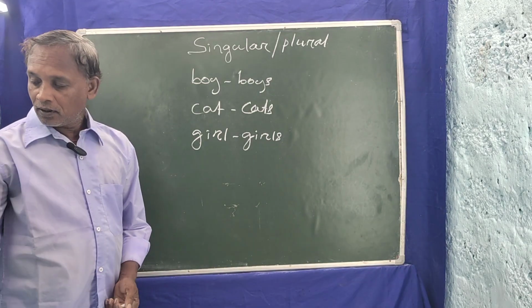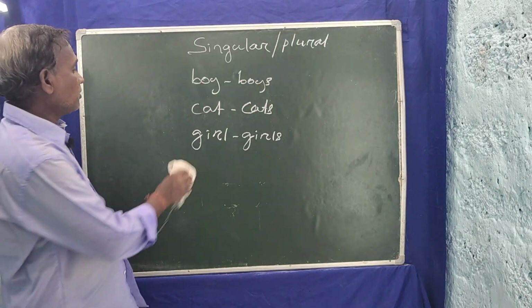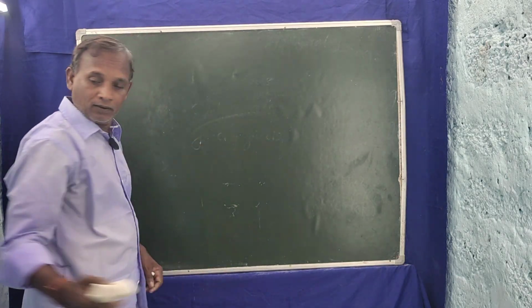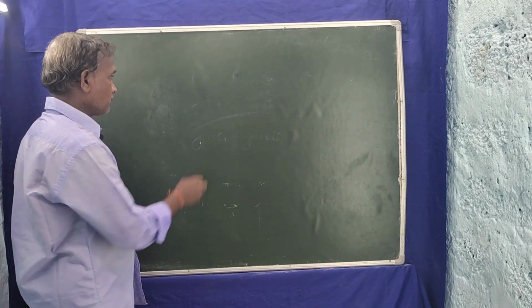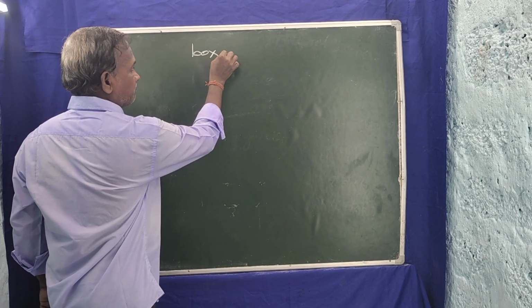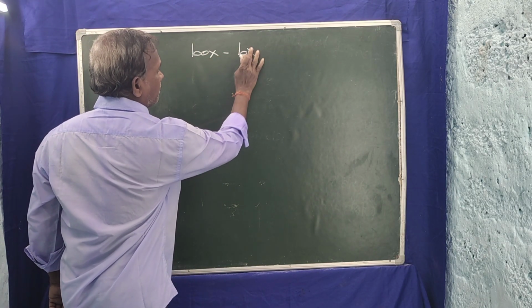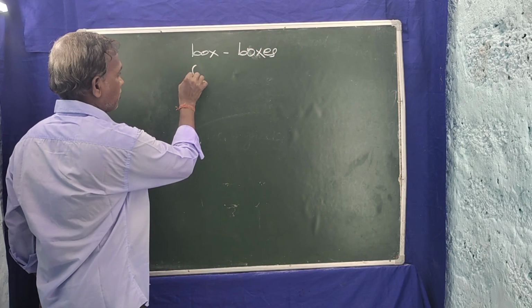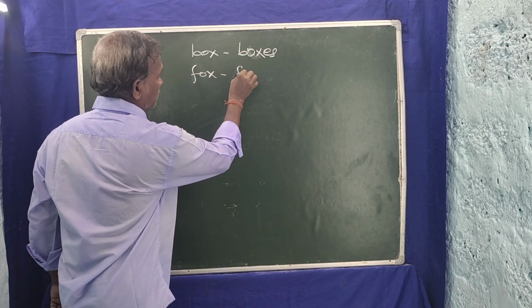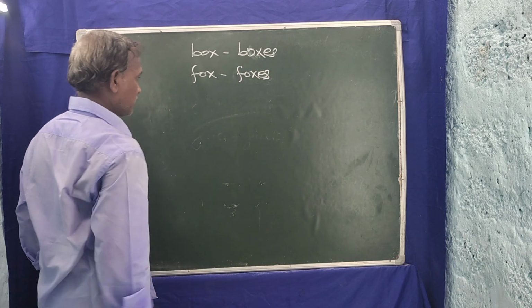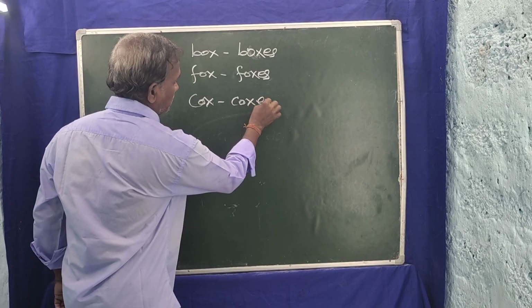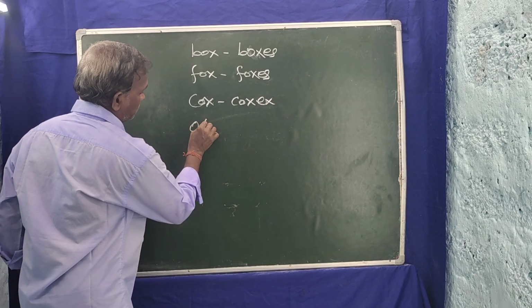But I am writing four nouns. These are box, boxes, fox, foxes, ox.